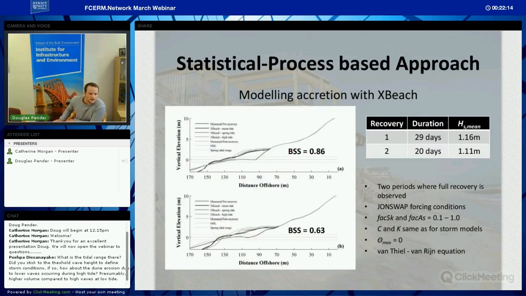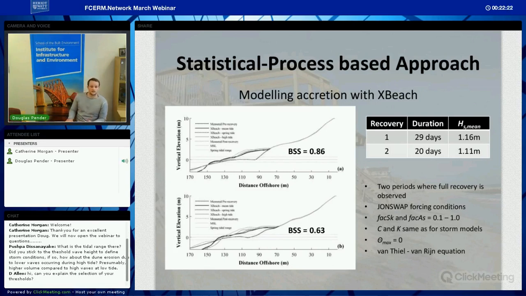I think the threshold wave. Yes, the threshold wave condition was used to define storm events. So that's one of the main limitations of this, that you're assuming all your erosion takes place during these storm events, which you're absolutely right. That might not happen. You also might get accretion during higher waves, higher wave heights, depending on where they come from. So it is one of the major limitations.